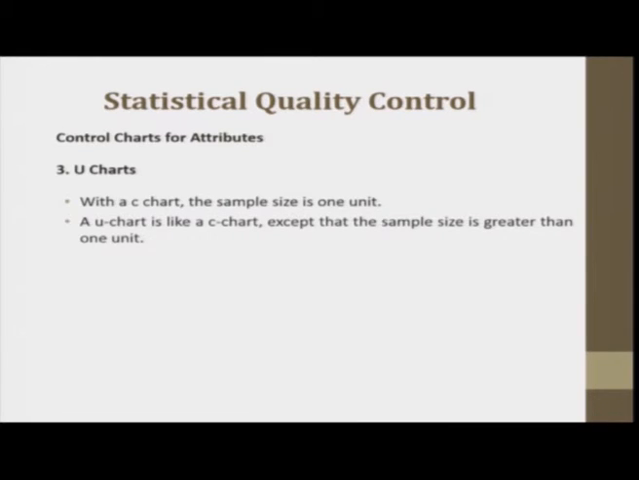That is, we had the number of defects in an automobile in 1 unit. But when the number of units are different, U chart is like a C chart, except the sample size is greater than 1 unit. So with a C chart, the sample size is 1 unit. But when the number of units is more than 1 or the sample size is greater than 1, U chart is used. But it is similar to C chart. The only thing is that the number of units are there, so we take the proportion of that.